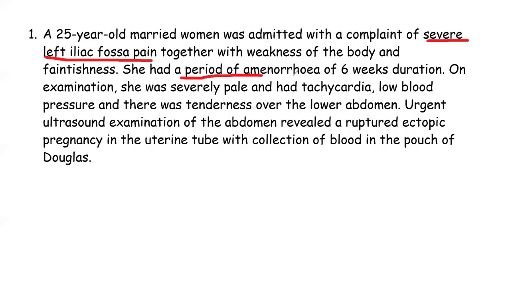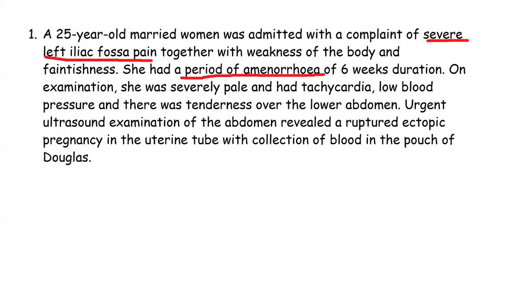Have you heard of period of amenorrhea before in physiology? And do you know the meaning? Yes. Can anybody answer me? Yes, madam, we have heard of it.